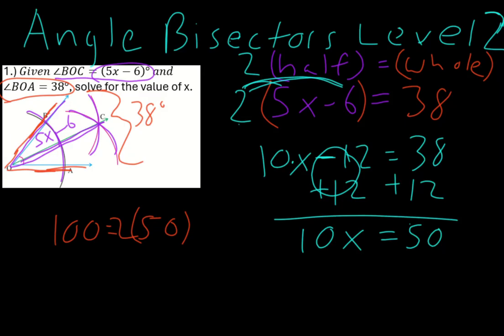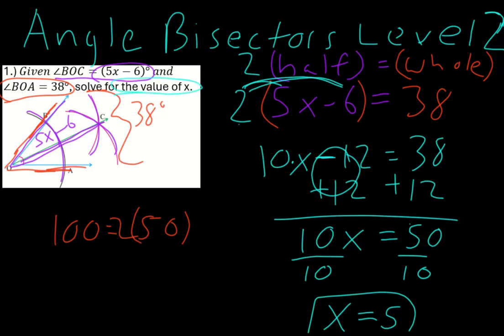And we're one step away. How do you get rid of the 10? Well, you have to divide both sides by 10, and x is equal to 5. Notice this is only asking us to find the value of x. Okay, pause the video, finish taking notes. Let's move on to a second example.